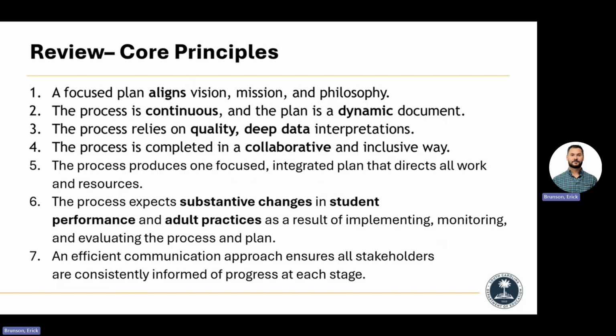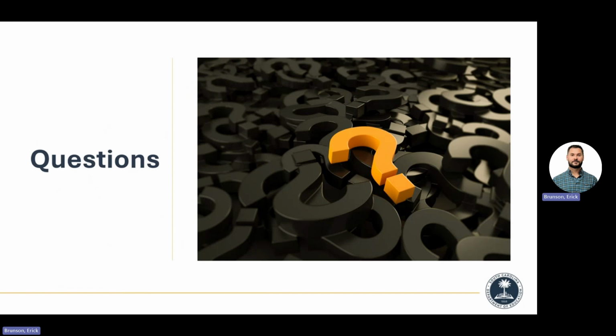Process expects substantive changes in performance, but that means there have to be changes in adult practices. Right? If you've got some bad teachers and they didn't get any better, the results won't look any different. Efficient communication: making sure as you have successes, celebrate them. Talk about them, share them with your stakeholders, share them with your greater community. Make sure people in that book, they do that. They do a good job of that. So, kind of just a quick review of some of the things. I know that was fast and furious.